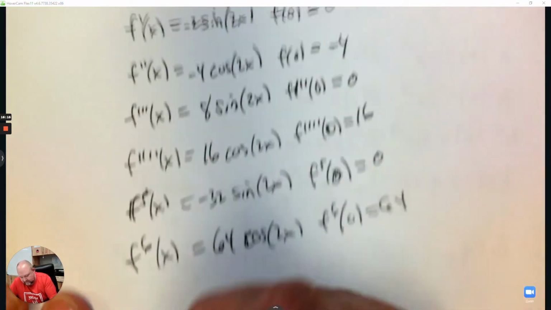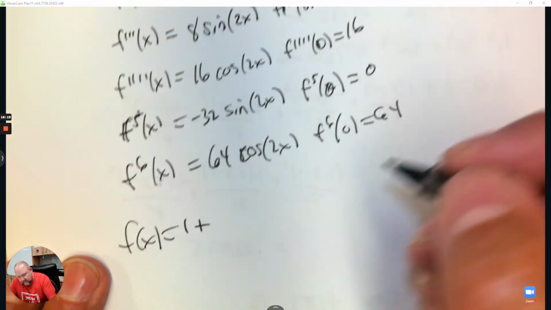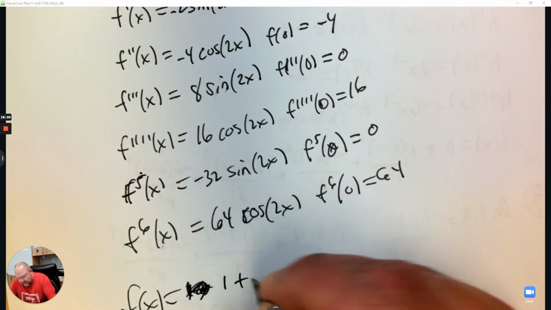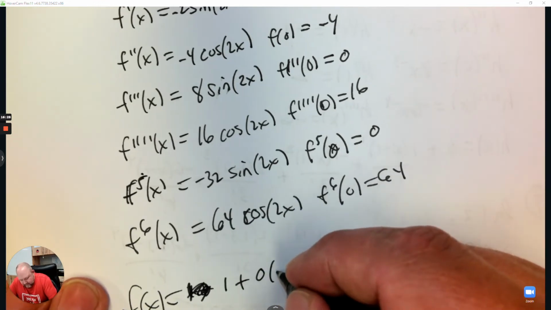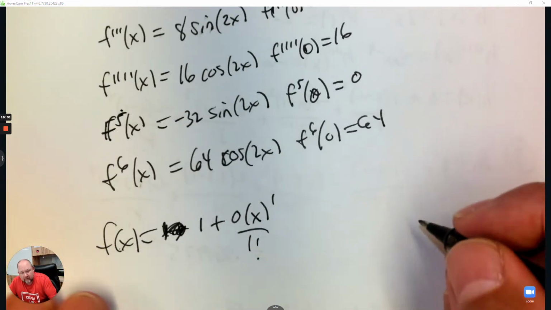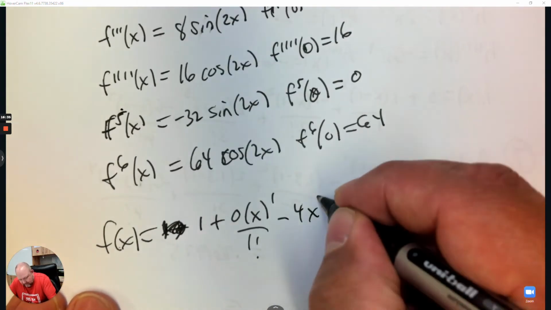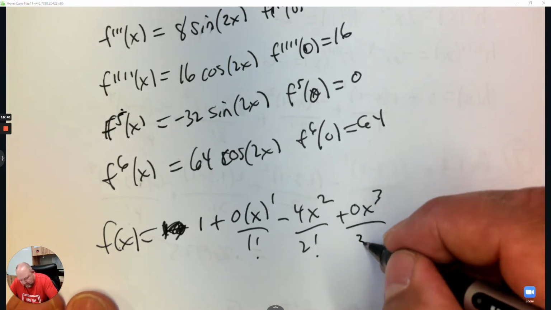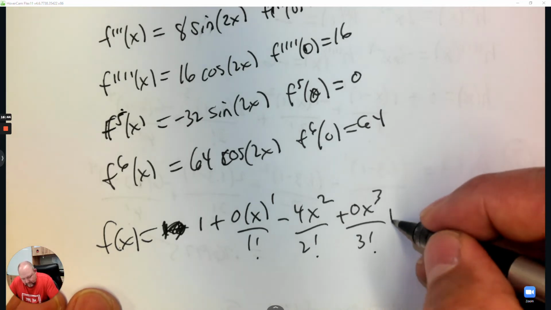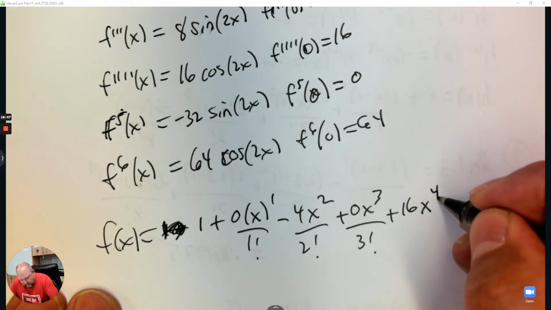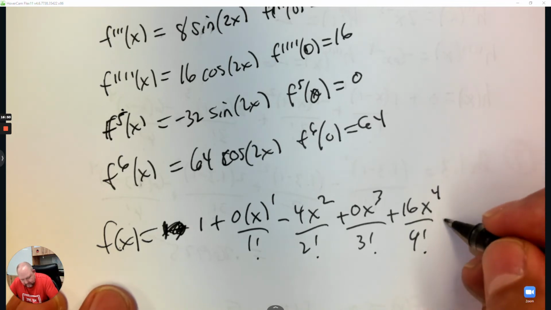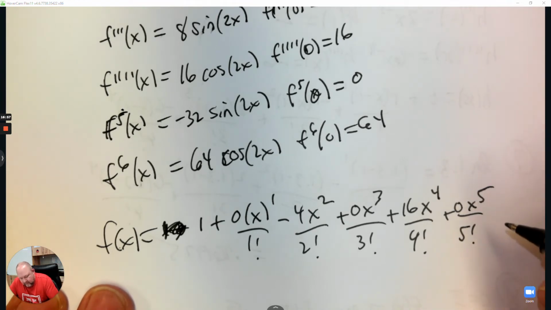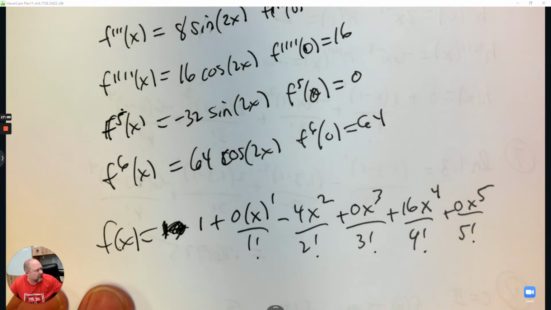So I'm going to start with 1 plus, that's actually minus, so 1 minus, here, let's follow the pattern. 1 plus 0, x to the 1 over 1 factorial, minus 4x squared over 2 factorial, plus 0, x cubed over 3 factorial, plus 16 x to the 4th over 4 factorial, then 0, and then 64. 64 negative.